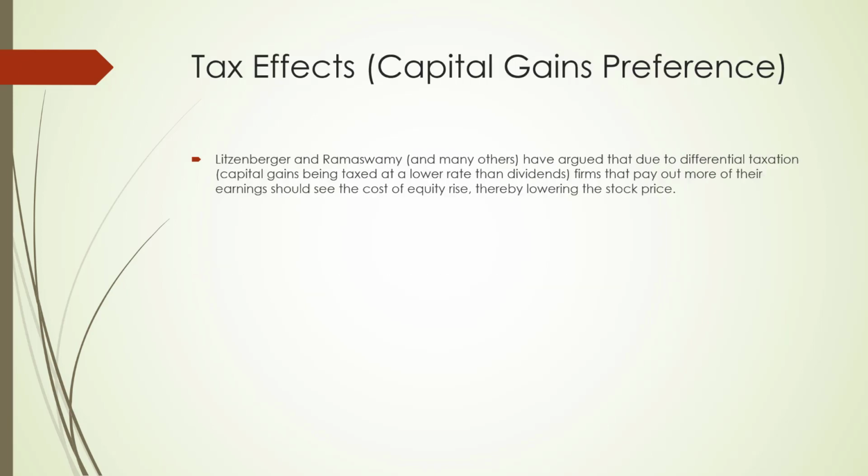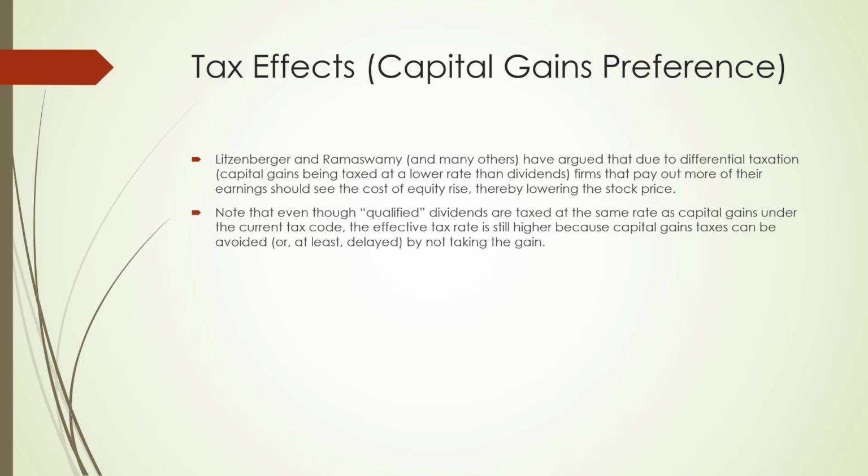Now, the third theory has to do with taxes. And this is what I mentioned earlier. Capital gains taxes tend to be lower than ordinary income tax rates, and historically at least, dividend income was taxed at ordinary income tax rates. And so from a strictly tax point of view, it would make sense for investors that have to pay taxes to prefer capital gains. Those that don't pay taxes might prefer dividends.